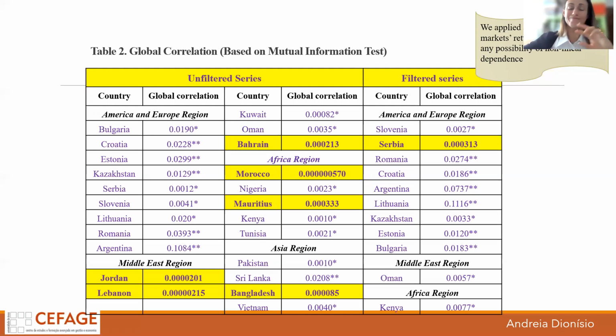So in the first phase, we use the original return series to evaluate mutual information. And in those series, just Jordan, Lebanon, Bahrain, Morocco, Mauritius, and Bangladesh show no mutual information. So it means that there is some kind of linear autocorrelation, but in a very small way. So there is no more global dependence in terms of serial dependence in those series. But the remaining ones show statistical significance in terms of mutual information. The values here are the global correlation. Why the global correlation? Because it's easier to understand. It lies between 0 and 1.